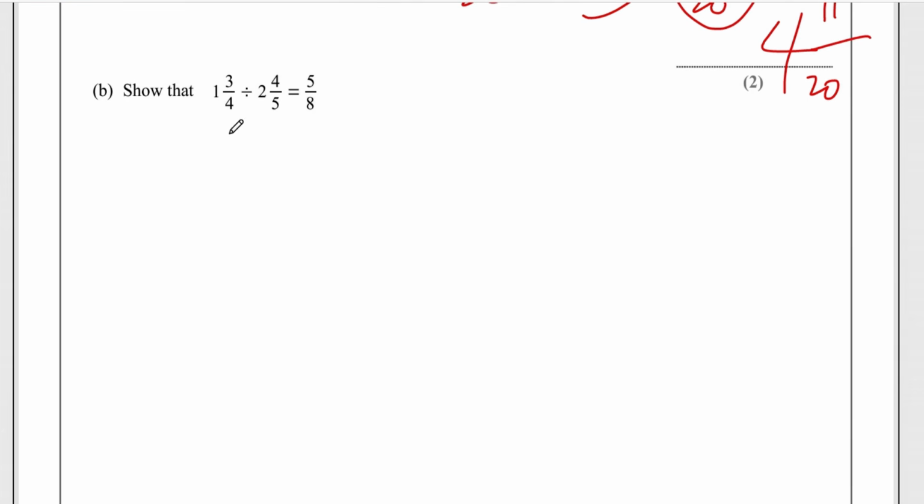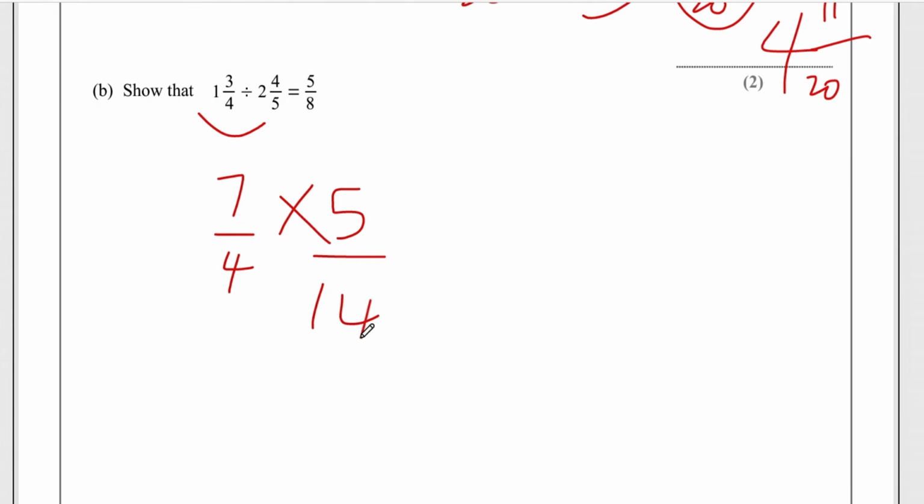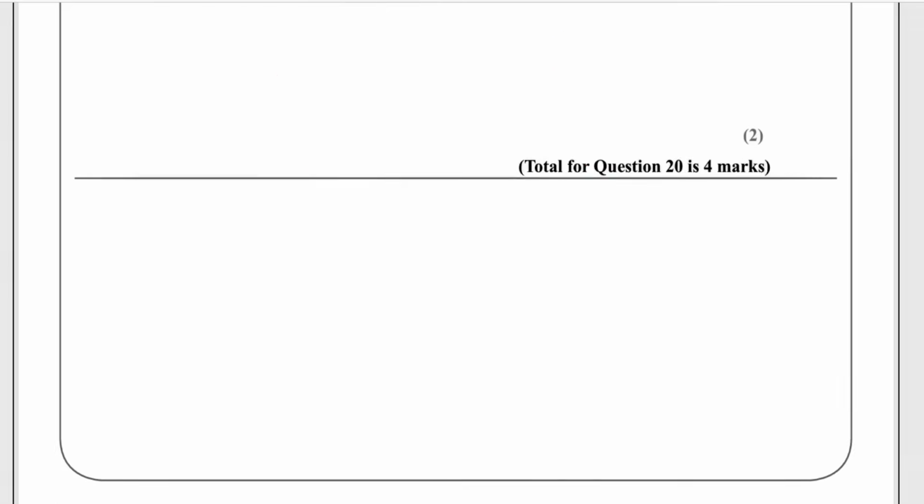Now, show that this is this. Don't forget, division of fractions is all about keep, change, flip. Keep the first one the same, okay? So this is 7 over 4. You change division to times. Then 2, 4 over 5. That's 14 over 5. So you flip 14 over 5. It becomes 5 over 14. So this is 7 goes here 1. 7 goes here 2. And obviously it is 5 over 8, which tells you that it is correct. We go to the next question.